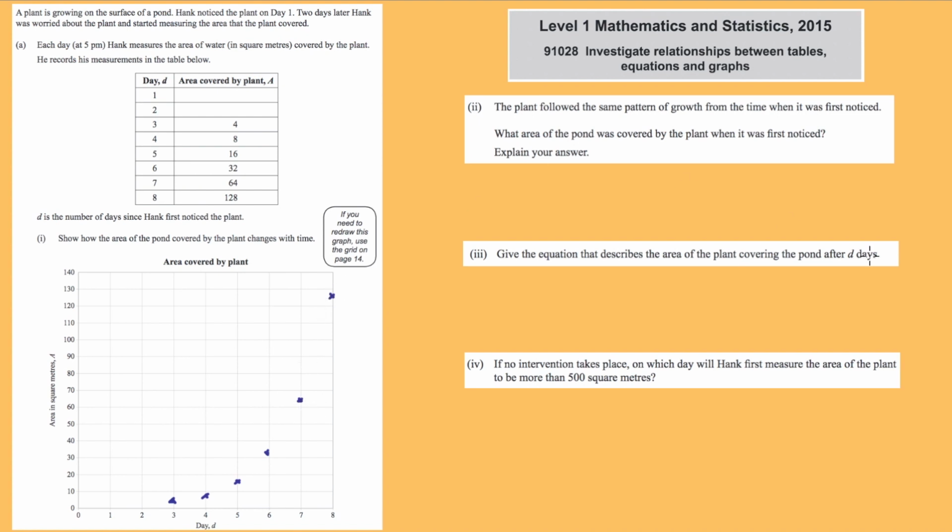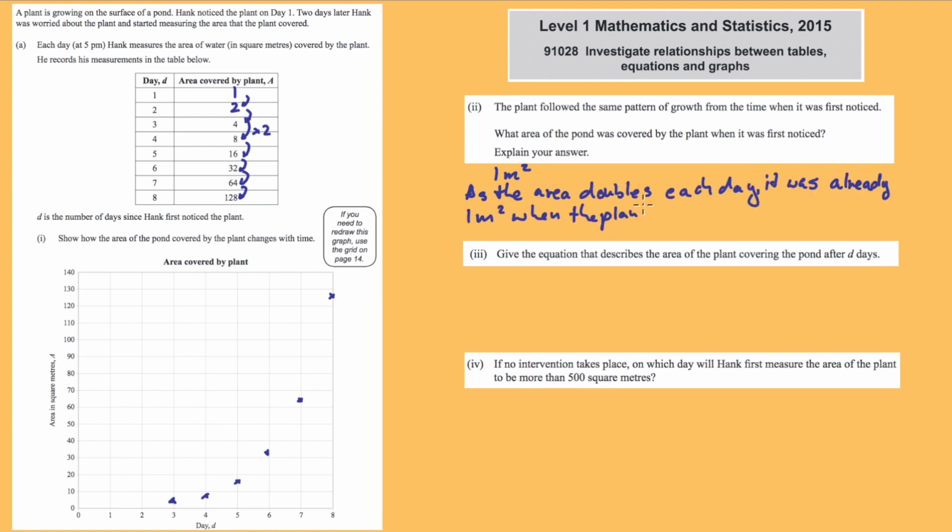The second question is about interpreting and extending the table backwards. As the area doubles from one day to the next, it will be halving going backwards in time. This means that when the plant was first noticed, it covered 1 square meter, and I need to write that down as an answer. This doubling is actually a scaffold for the next part.